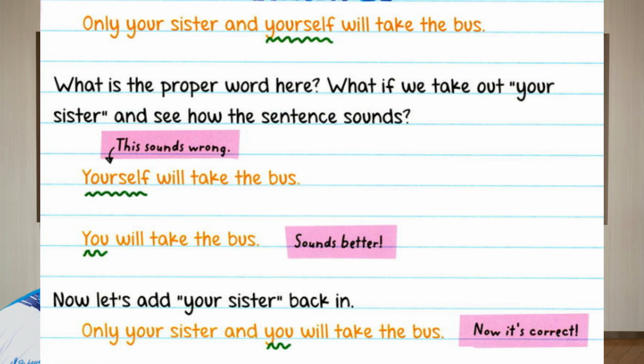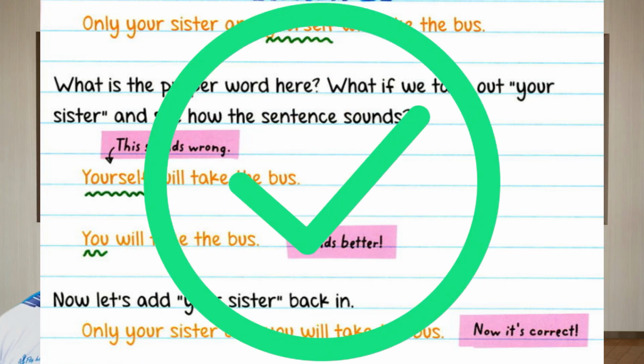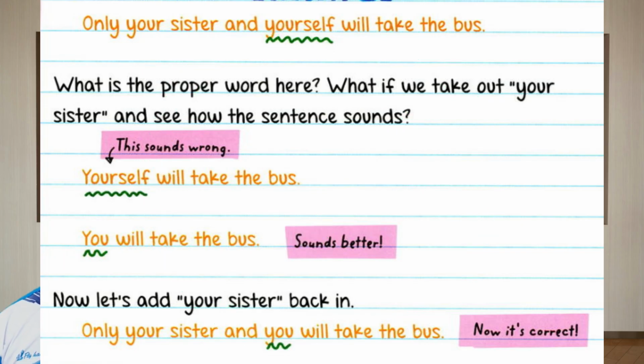For yourself, only your sister and yourself will take the bus. What's the proper word here? What if we take out your sister and see how the sentence sounds? Yourself will take the bus. Nah. You will take the bus. Yes. So now let's put back in your sister. Only your sister and you will take the bus.